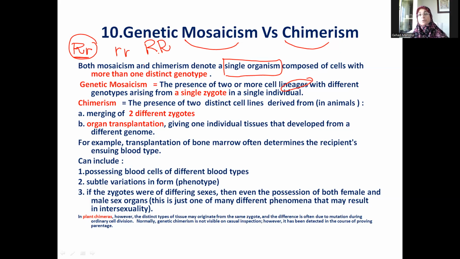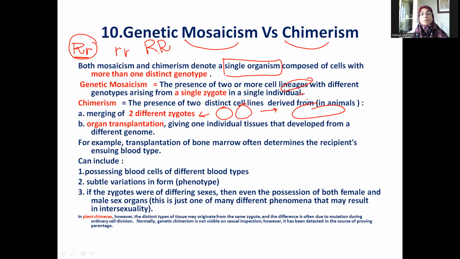But in chimerism, we have two distinct cell lines derived from two different organisms. So this might result from the merging, for example, of two zygotes. So we had two different zygotes with two different genotypes, and then those two different zygotes with two different genotypes merged together and formed one big zygote. So both genotypes will be represented in the zygote.